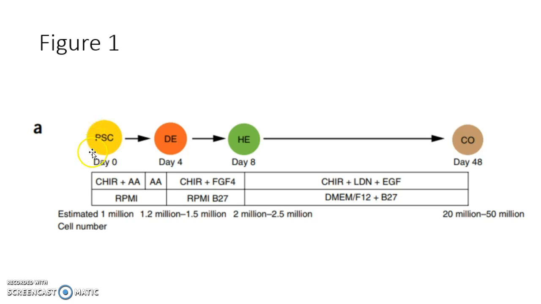By modulating signal pathways that are known to regulate at least normal mouse embryonic development, the authors developed a stepwise strategy for the progressive generation of definitive endoderm, DE, hindgut endoderm, HE, and subsequently colonic organoids. So they did have access to all these types of cells from the same originating sample.